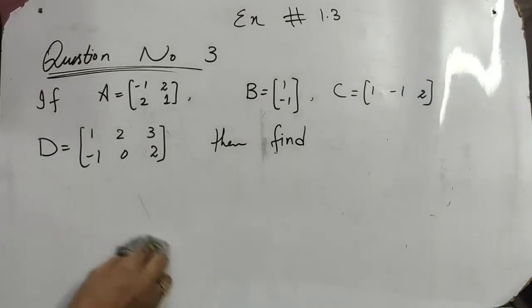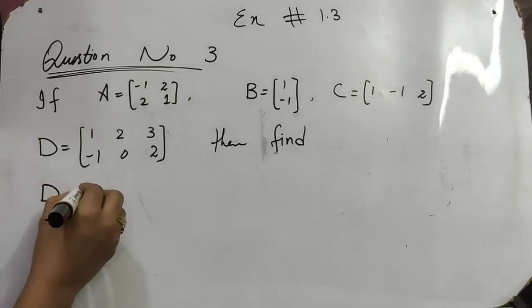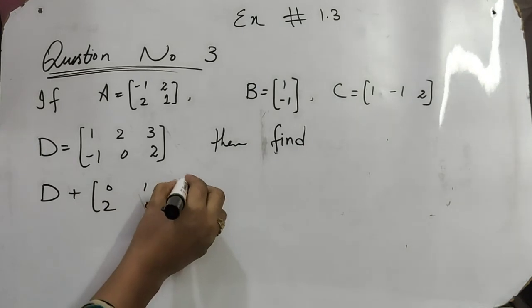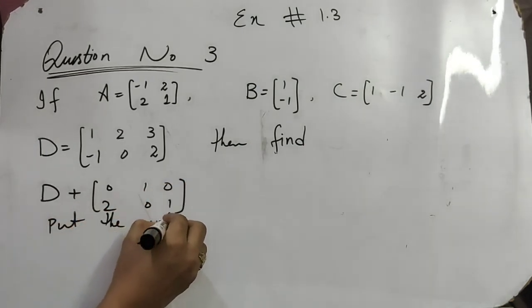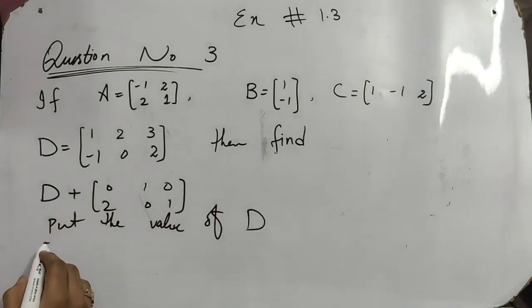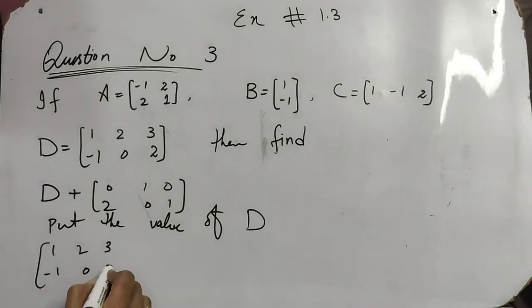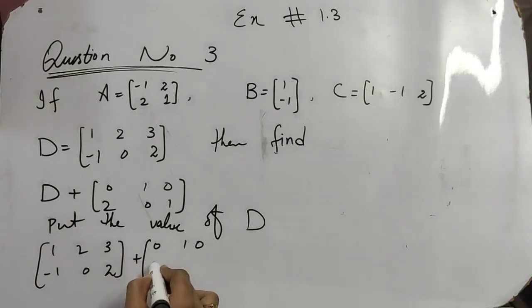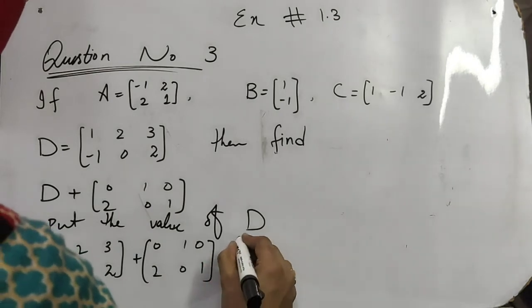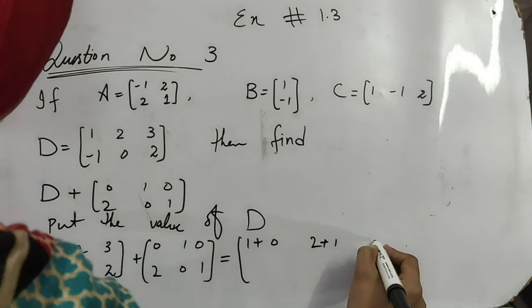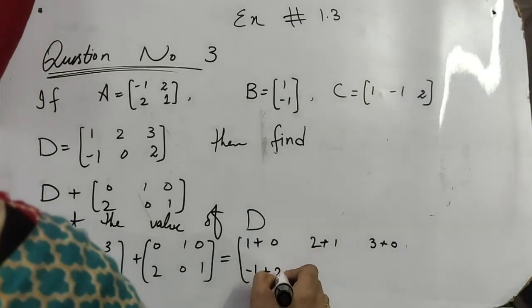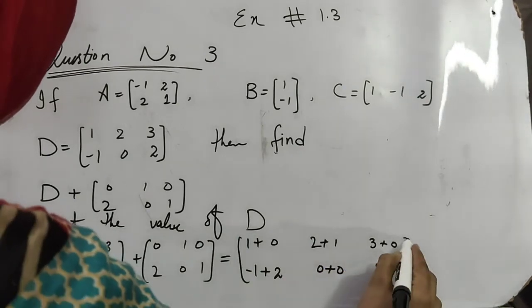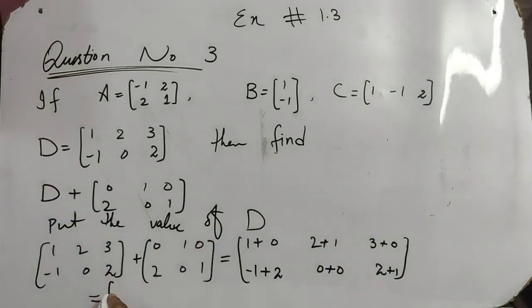Now we will move to the next part, and the next part is D plus 0 1 0 2 0 1. Put the value of D, we get 1 2 3 minus 1 0 and 2 plus 0 1 0 2 0 1, which is equals to 1 plus 0, 2 plus 1, 3 plus 0, minus 1 plus 2, 0 plus 0, 2 plus 1, which will be equal to 1 plus 0 is 1, 2 plus 1 is 3, 3 plus 0 is 3, minus 1 plus 2 is 1, 0 plus 0 is 0 and 2 plus 1 is 3. So this is the answer.